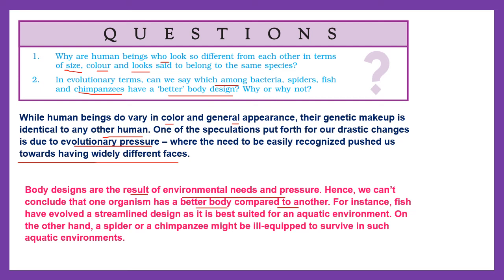For instance, fish have evolved a streamlined design as it is best suited for an aquatic environment. On the other hand, a spider or a chimpanzee might be ill equipped to survive in such aquatic environments. So, we cannot say that a particular body design is better and another one is not. So all the living organisms have their body design as per their surroundings, right?